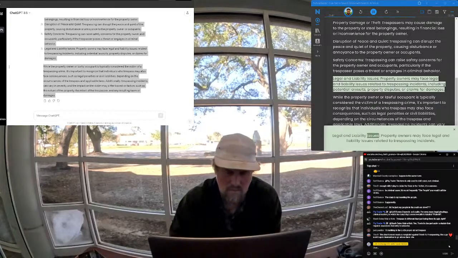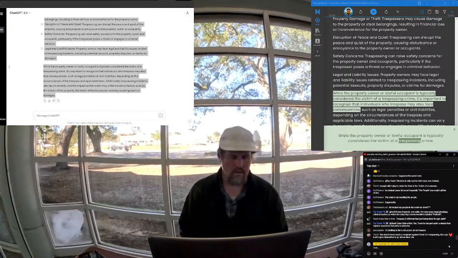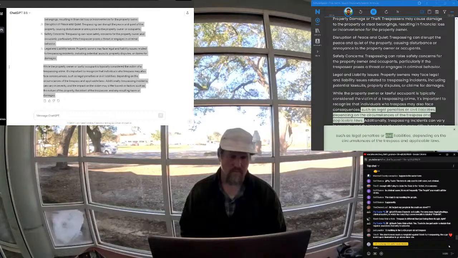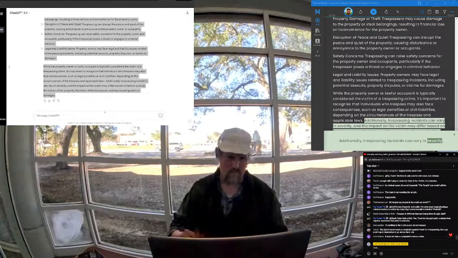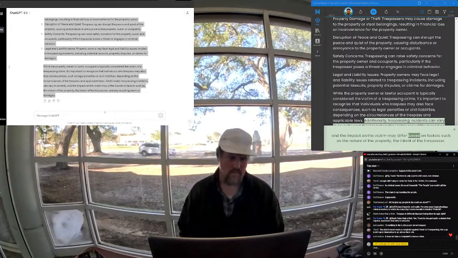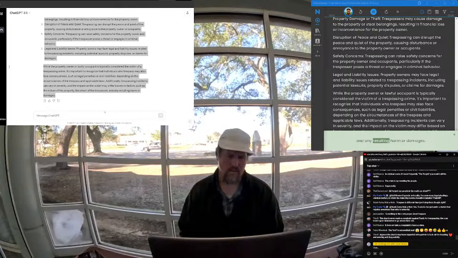Legal and liability issues. Property owners may face legal and liability issues related to trespassing incidents, including potential lawsuits, property disputes, or claims for damages. While the property owner or lawful occupant is typically considered the victim of a trespassing crime, it's important to recognize that individuals who trespass may also face consequences, such as legal penalties or civil liabilities, depending on the circumstances of the trespass and applicable laws. Additionally, trespassing incidents can vary in severity, and the impact on the victim may differ based on factors such as the nature of the property, the intent of the trespasser, and any resulting harm or damages.